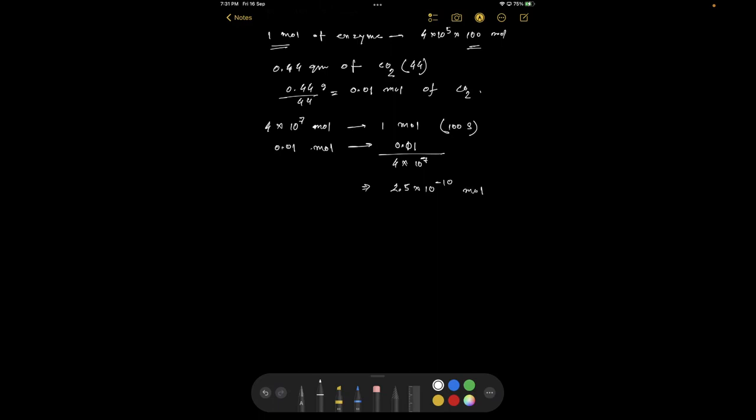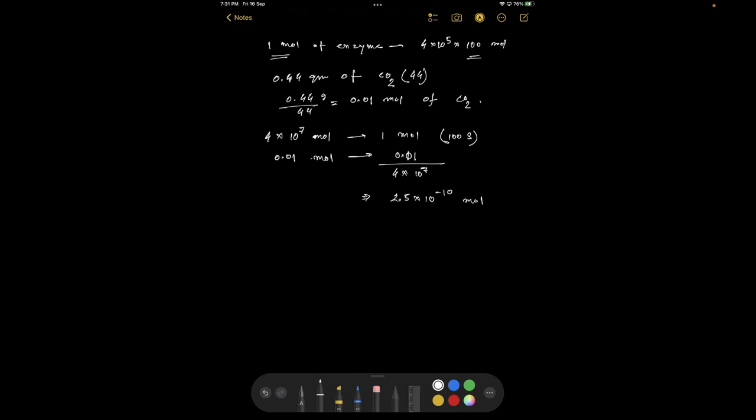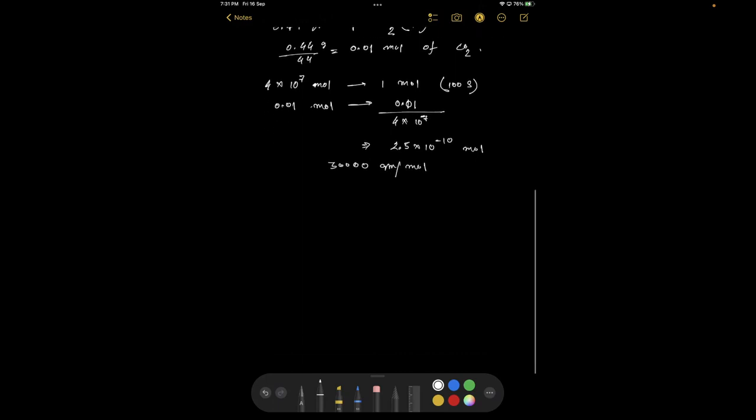Now we have to find it in microgram unit, so the molecular weight of the enzyme is given, which is 30,000 gram per mole. So we just have to multiply this with 30,000. So multiply 2.5 times 10 to the power minus 10 by 30,000.